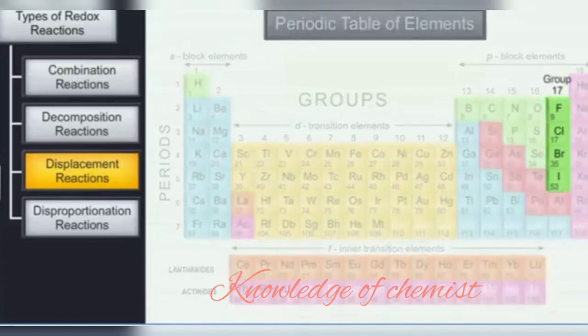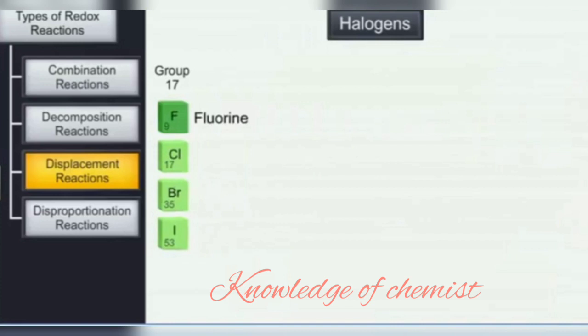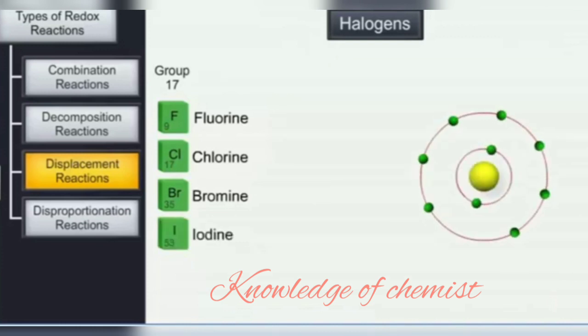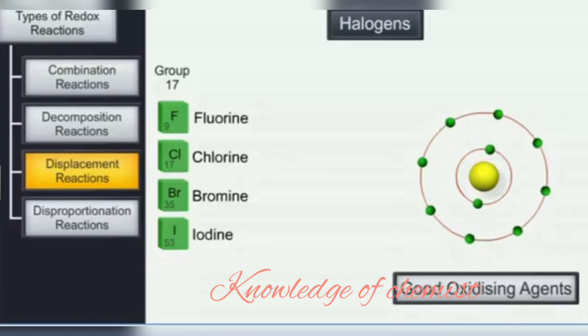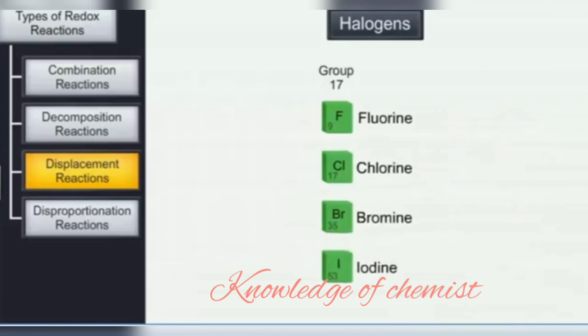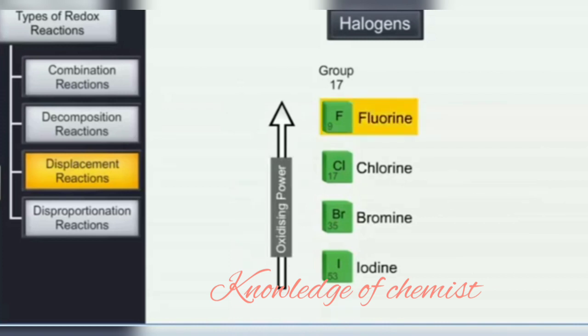The halogens in group 17 include fluorine, chlorine, bromine, and iodine. These halogens have a tendency to accept an electron as they need one electron to complete their octet. This tendency causes them to be reduced, hence these are good oxidizing agents. The oxidizing power of these halogens decreases as we move down the group, with fluorine being the highest and iodine being the lowest.